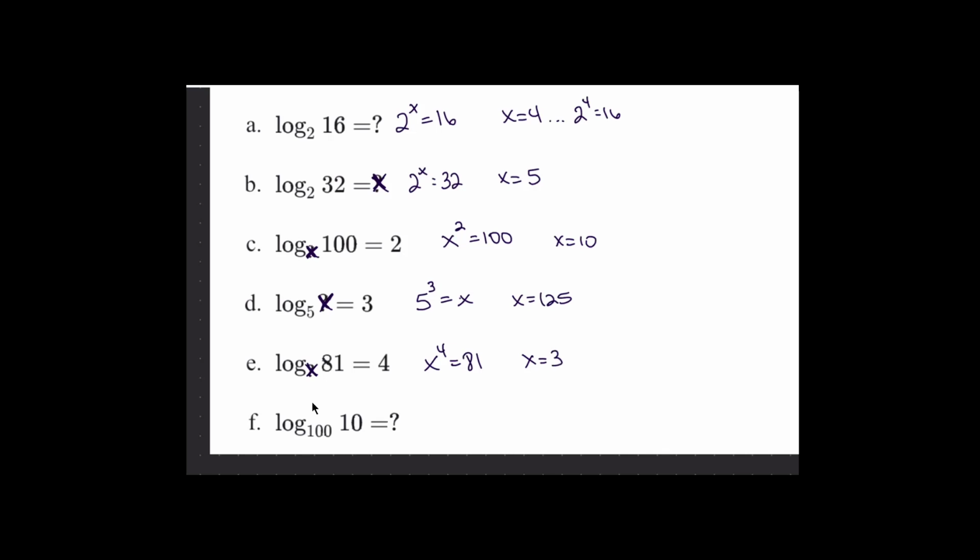All right, one last one. Let's throw our x in for that question mark. What are we going to do on this one? 100 to the x equals 10. I don't know how to do this. This one's a little creepy. Shouldn't it just be 2? 100 squared is 10?